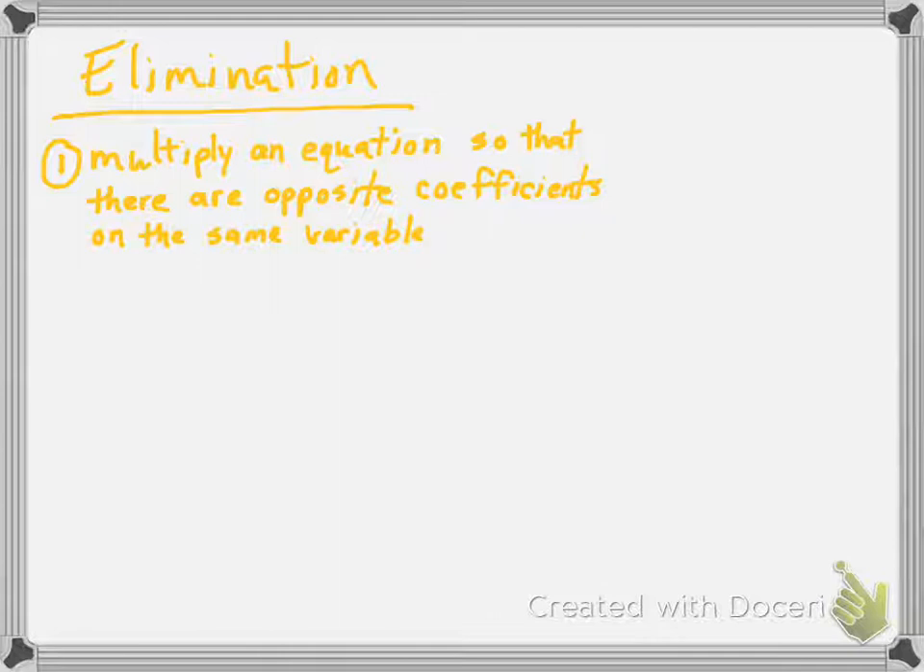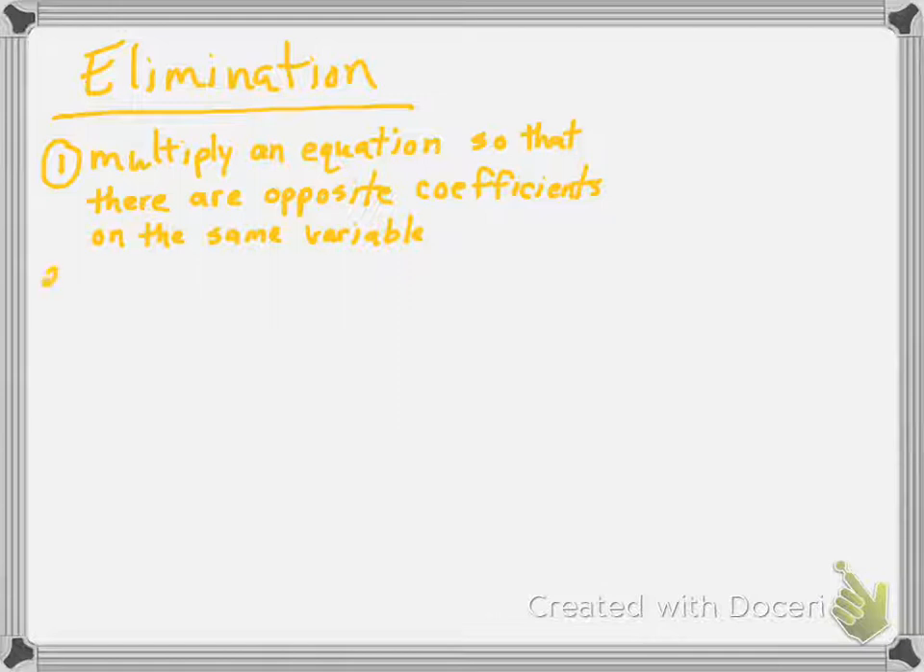Now, what does that mean? That means you could multiply one of them by a number like times 2 on the whole equation, or times 5 on the whole equation. But the whole idea is you've got to get opposite numbers, opposite coefficients on the same variable. So if you have like a 5x and a negative 5x, or a 2y and a negative 2y, okay, you need them to be opposite, one positive, one negative of the same number, and they have to be on the same variable. You can't have 2x and negative 2y. That doesn't do you any good. It has to be the same variable.